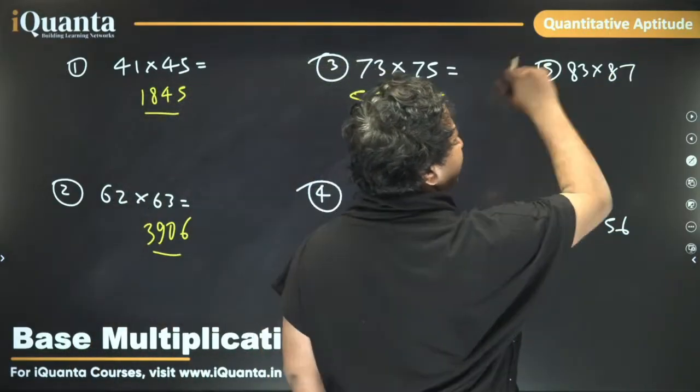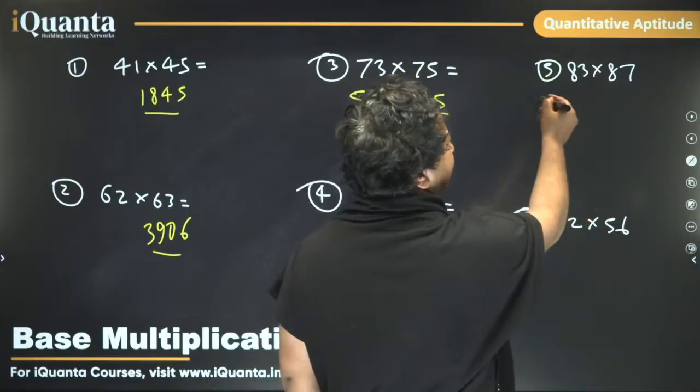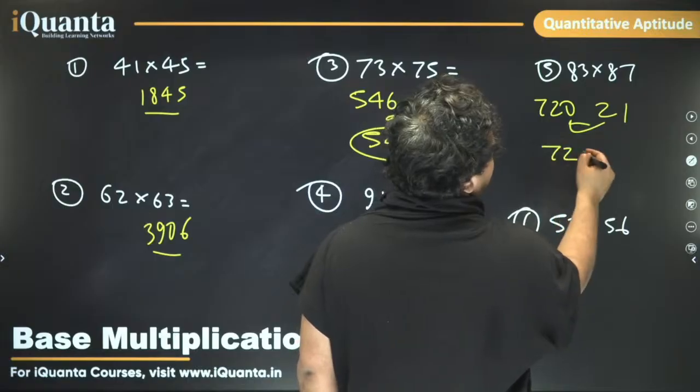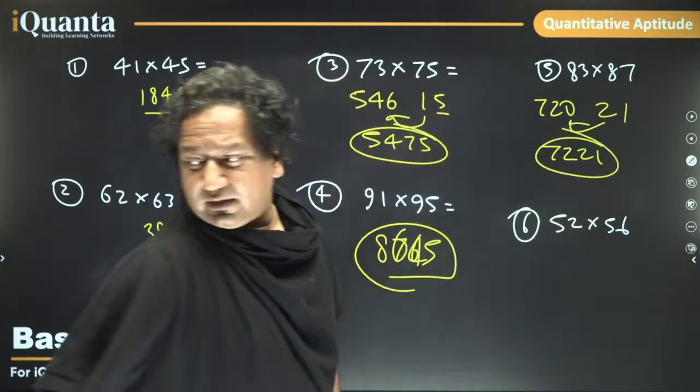It should be 864. 8645. 83 plus 7 is how much? 90 into 8 is 720. 3 7s are 21. 2 goes there. We have 7221. All right.